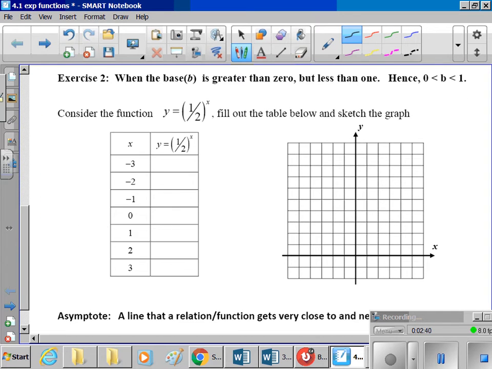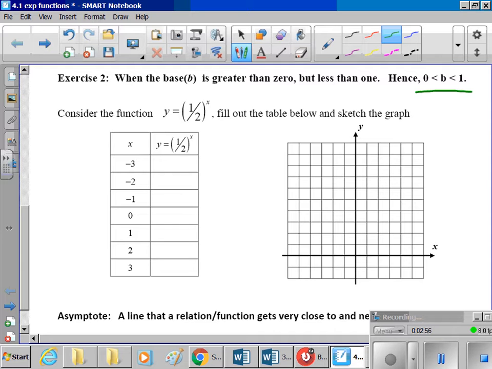All right, so exercise 2 brings us to our second case, where the base is more than 0, because it has to be an exponential, but it's still less than 1. So b is between 0 and 1. So our example here, instead of 2 to the x, is going to be 1 half to the x.